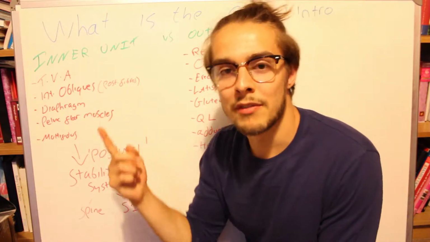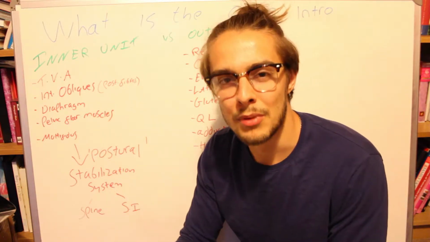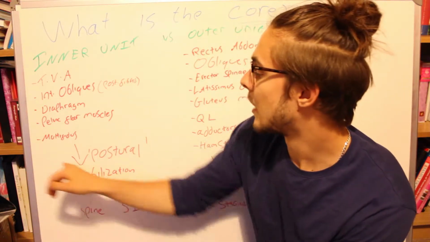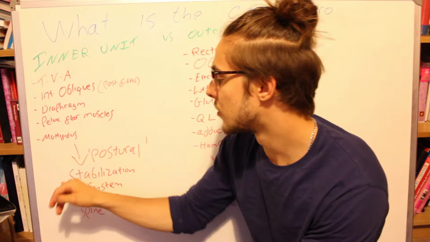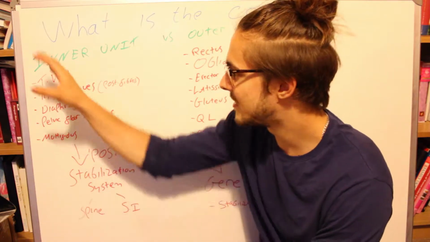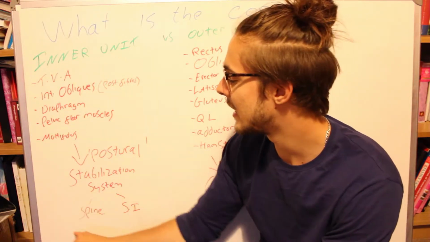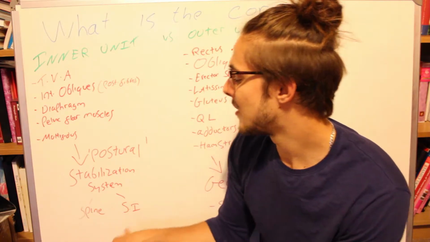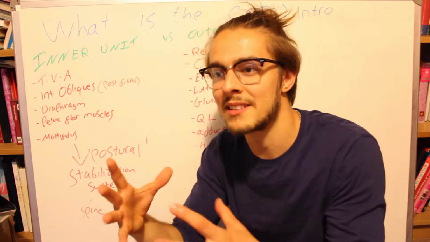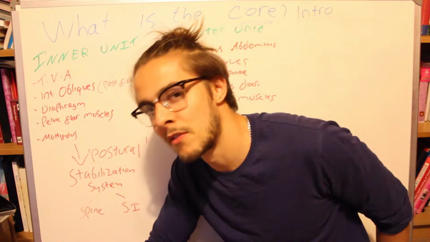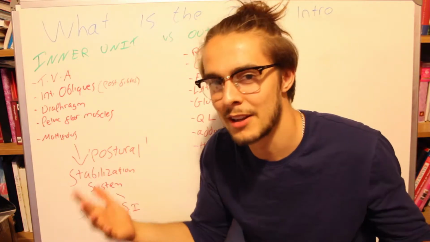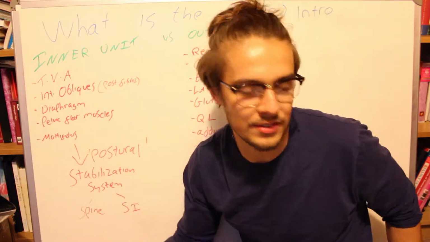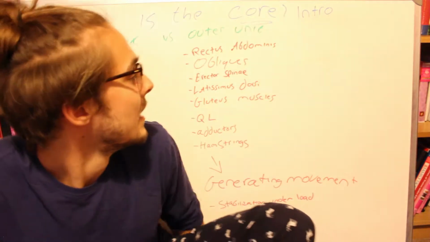Then you have your diaphragm, which is basically a main muscle in breathing, your pelvic floor muscles and your multifidus. Now these are the postural stabilization system that is the inner unit, and it segmentally stabilizes the spine and it stabilizes the sacroiliac joint, which is basically the joint between your sacrum, the bottom of your spine, and your iliac, which is basically your pelvis. So that's what the inner unit does, and it's extremely important.